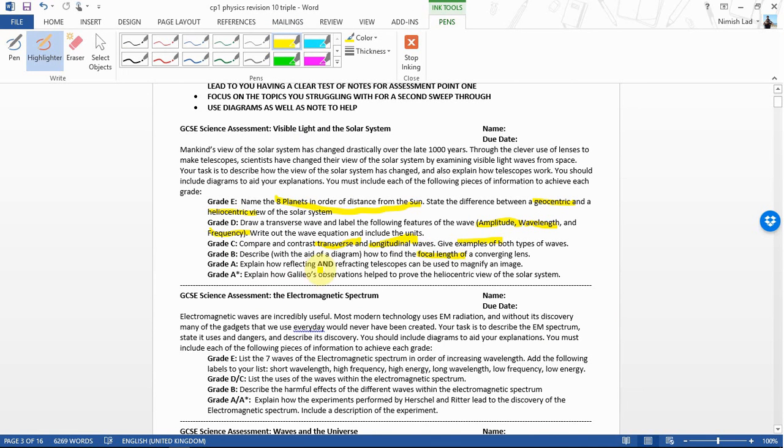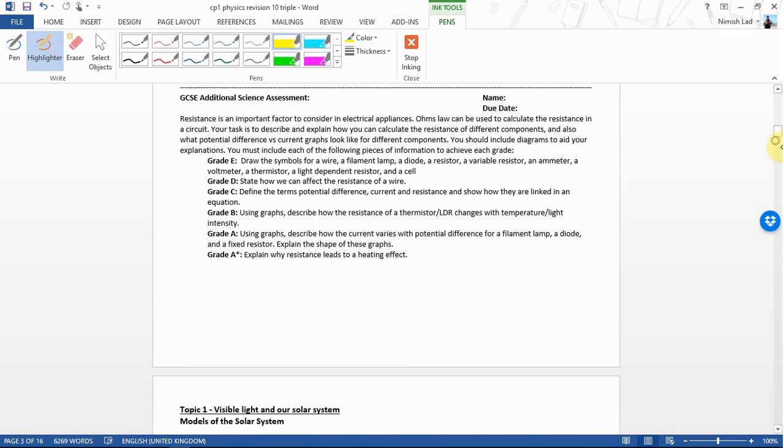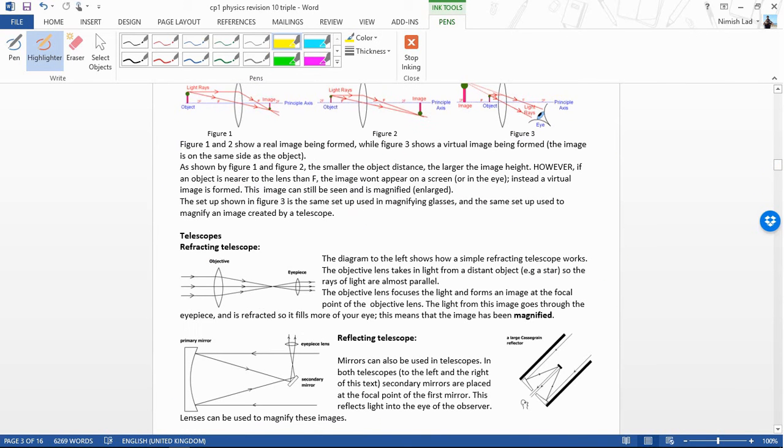Explain how reflecting and refracting telescopes can be used to magnify an image. Okay, so we need to go to our section on telescopes. Okay, so with a refracting telescope, they've got an objective lens and an eyepiece lens. So what it's doing is it's taking in light, it's refracting it, and then the eyepiece lens magnifies it, so it makes it bigger so that it fills more of your eye. Okay, so the objective lens collects the light, takes it in, and the eyepiece lens magnifies it, makes it bigger so it fills more of your eye.